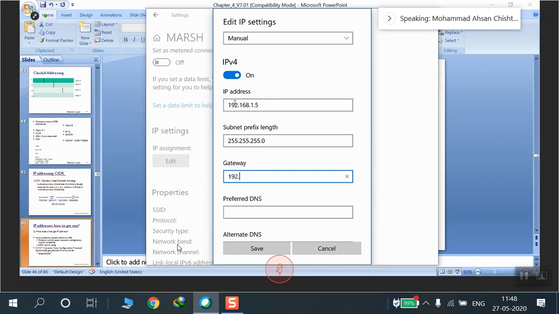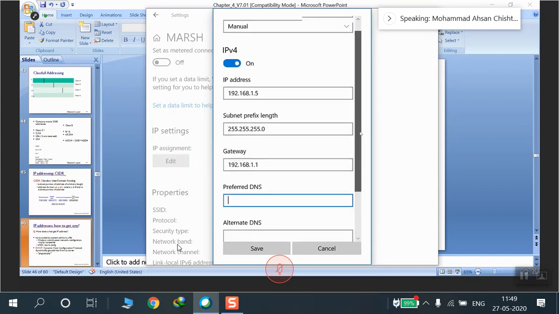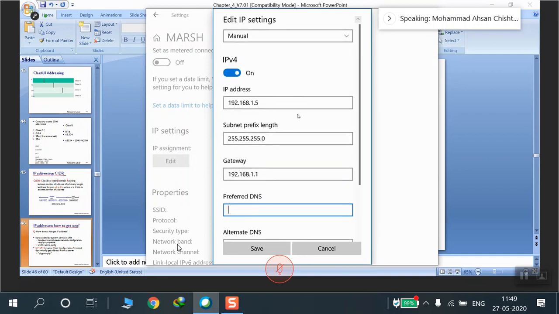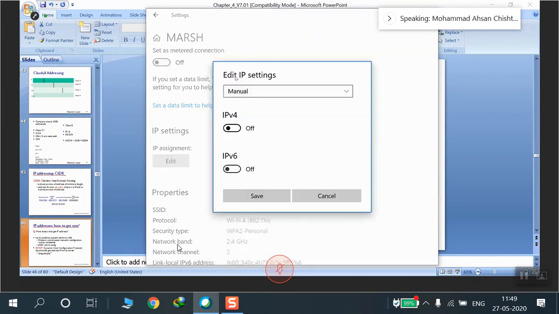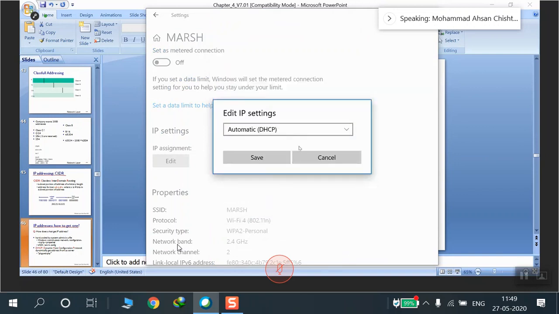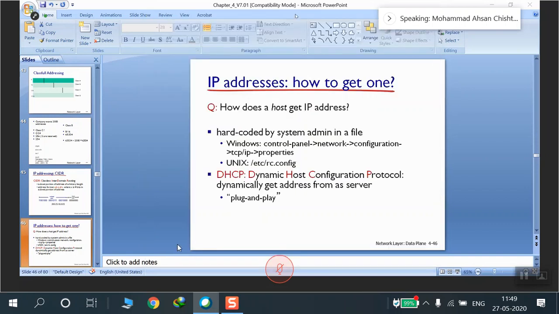Let's say I have the gateway IP address as 1.1, DNS and so on, and I can save it and I would have this configuration. For this, I should know to what network I'm connecting, what my gateway is, what my DNS is, and so on. The other method that we have is what we call DHCP. It's written here, automatic DHCP. And what does automatic DHCP mean? It is a protocol.